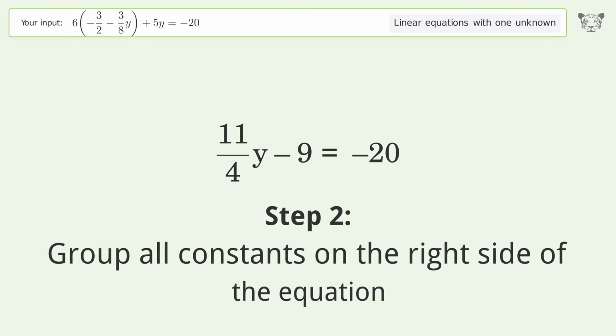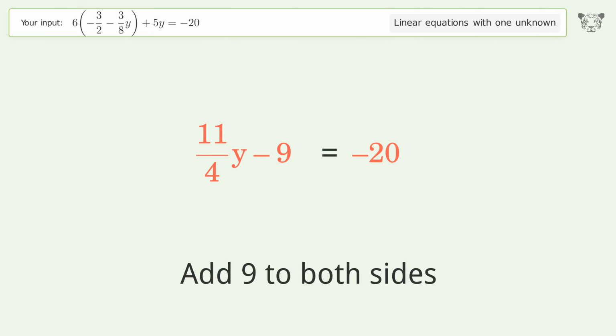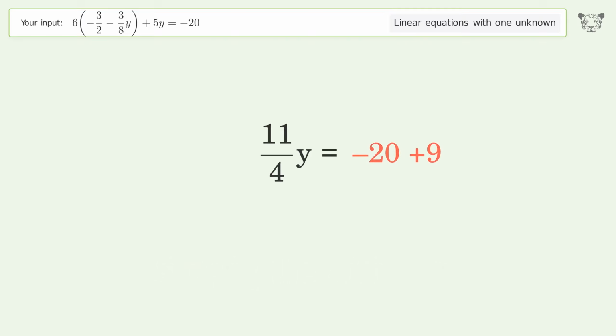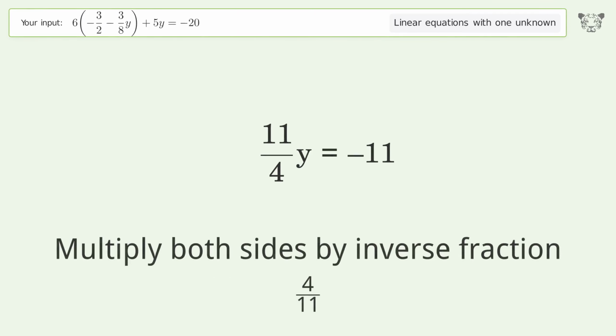Group all constants on the right side of the equation. Add 9 to both sides. Simplify the arithmetic. Isolate the y. Multiply both sides by inverse fraction 4/11.